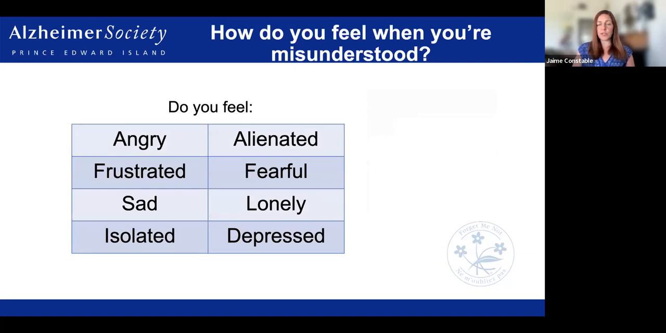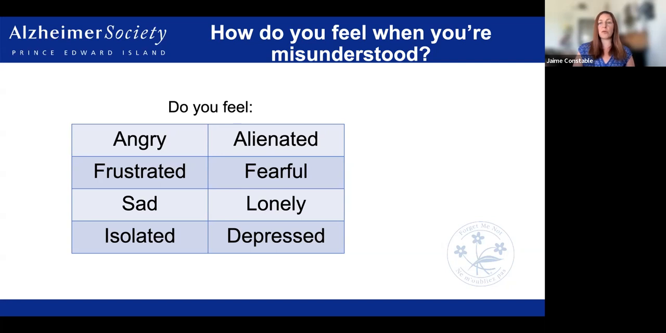So there's a link here that we wanted to point to between communication issues and behaviors that are expressed. And this question just asks about, how do you feel when you're not being understood by the person in front of you, or when you're having a hard time communicating? We know that people say they often feel angry, frustrated, sad, isolated, alienated, fearful, lonely, and depressed. And for the person living with dementia, even if they can't express that this is how they are feeling, this is often happening in the background when communication issues are present.